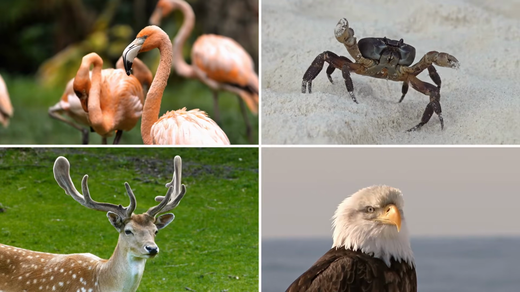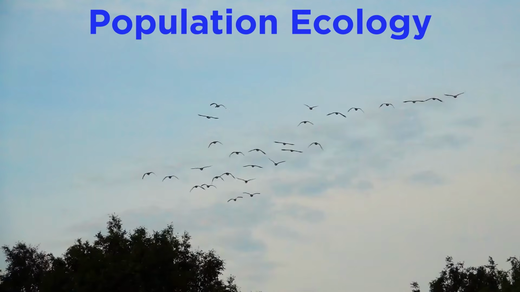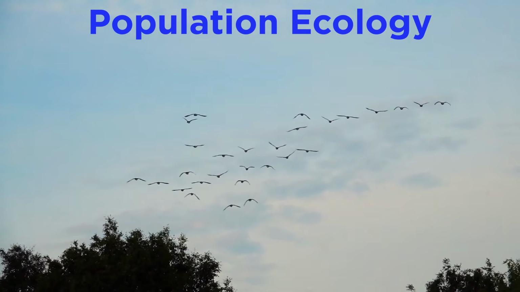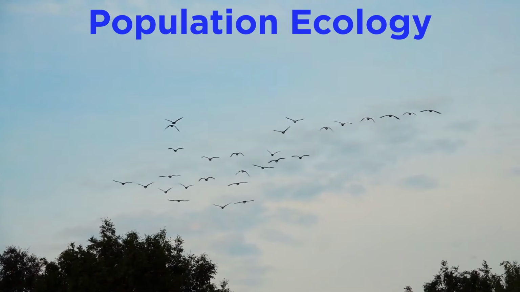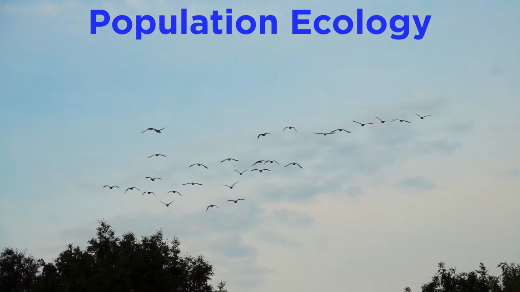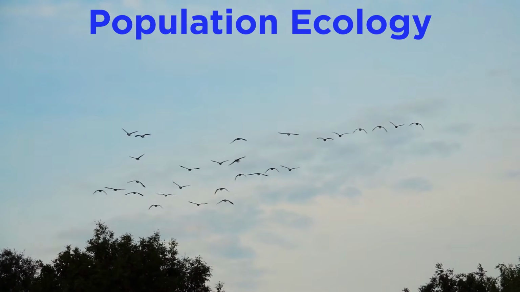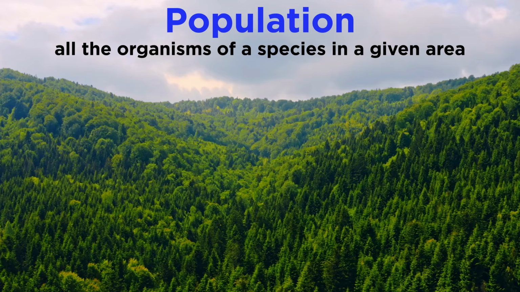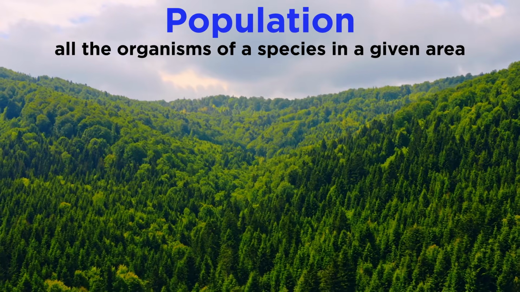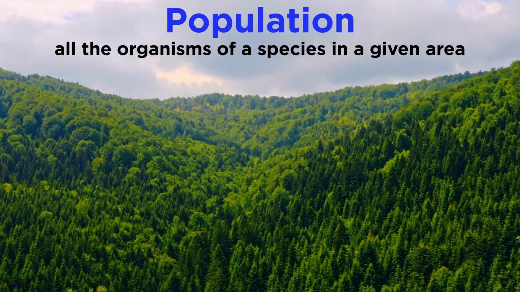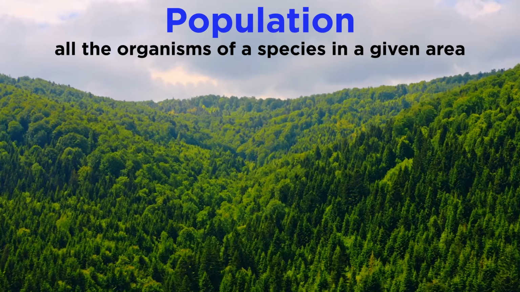Now that we understand certain aspects of animal behavior, we are ready to examine population ecology. This is the study of the factors that affect species populations, as well as how and why a population changes over time. In ecology, a population consists of all the organisms of a particular species living in a given area.